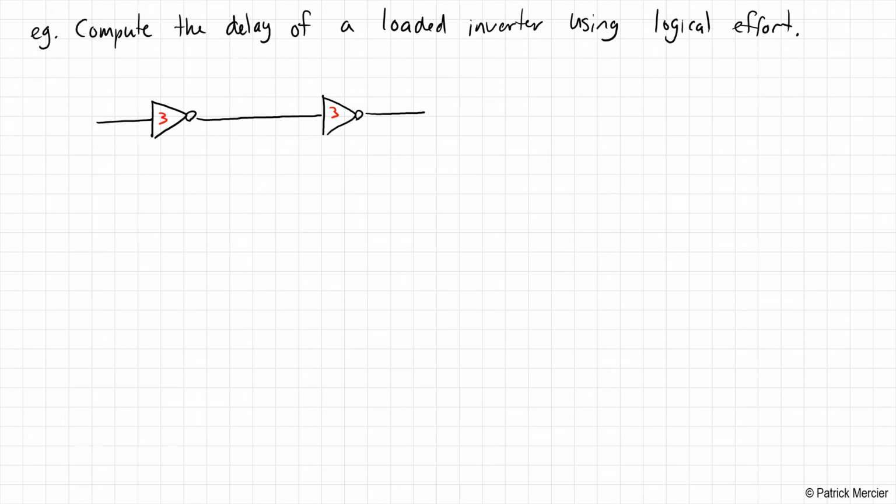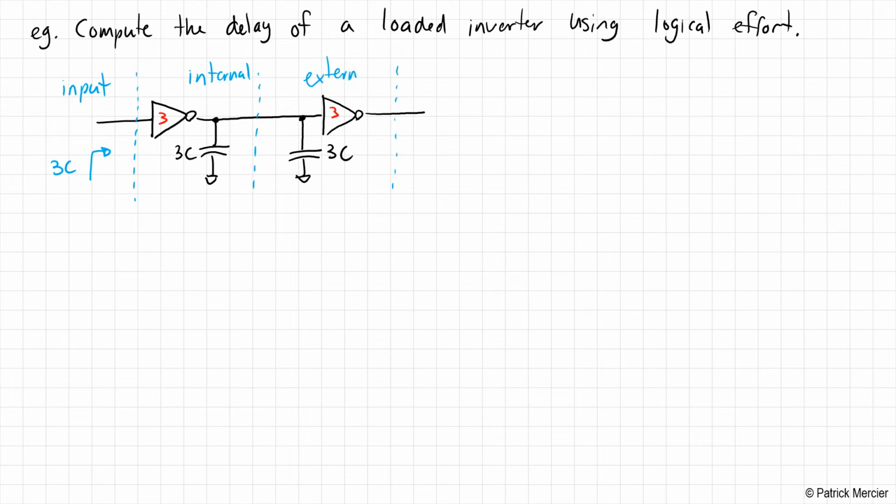So let's say that these inverters are each of size 3C. So this inverter has a 3C output capacitance. This inverter has a 3C input capacitance, and let's just go ahead and separate the circuit into different parts here. So this is the input of the circuit. We have 3C of input capacitance looking in this way. This is the internal part of the circuit, and we'll call this the external part of the circuit.